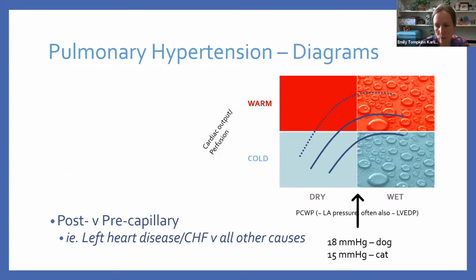Well, the first simple way is that if you're trying to figure out if it's post-capillary versus pre-capillary, what you're asking is the pulmonary capillary wedge pressure elevated or not? So if you have pulmonary hypertension and the pulmonary capillary wedge pressure is elevated, higher than 18 for a dog or 15 for a cat, then you would say it's post-capillary pulmonary hypertension. It's pulmonary hypertension from left heart disease. Whereas if you have pulmonary hypertension, but the capillary wedge pressure is normal, then you'd be thinking it's pre-capillary pulmonary hypertension from some other cause besides left-sided heart disease.